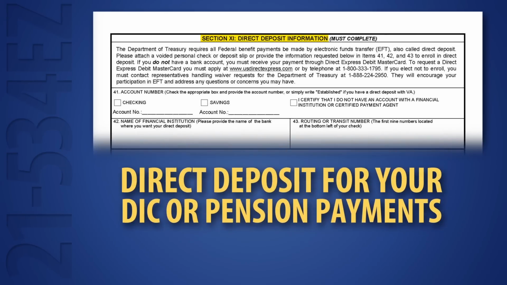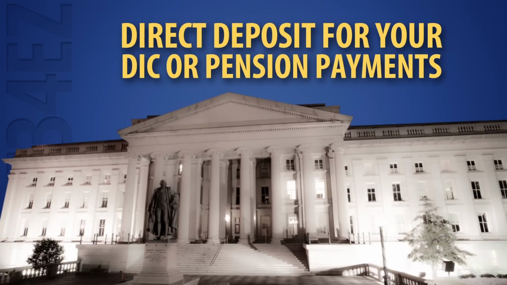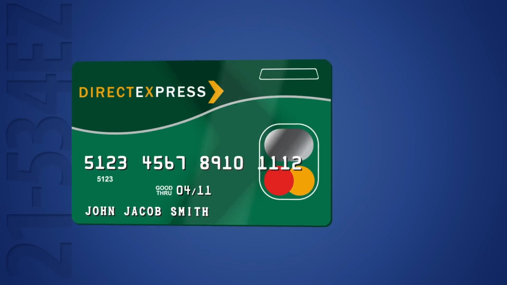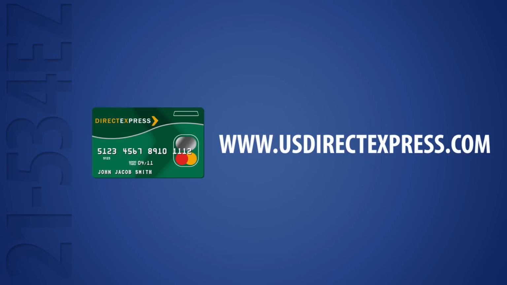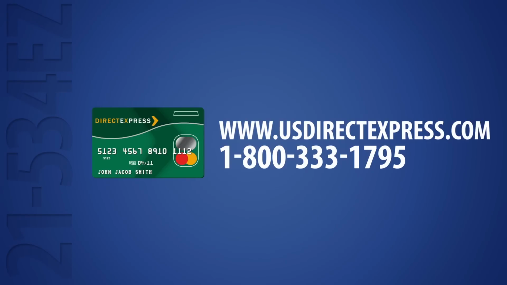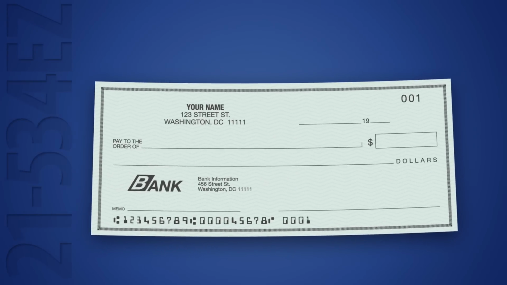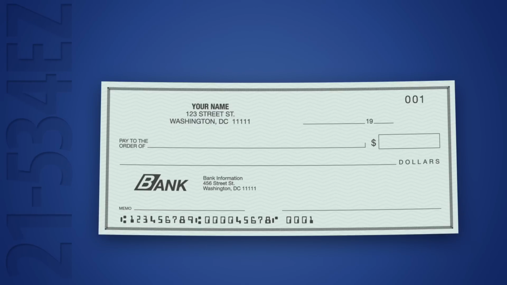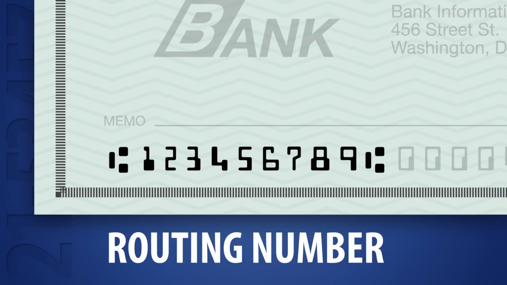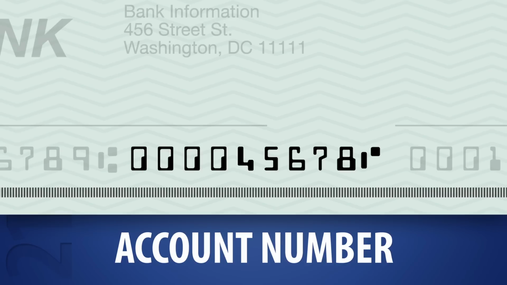On page 11, Section 11 covers the information for setting up a direct deposit for your DIC or pension payments. The Department of Treasury requires all federal benefit payments to be made in this manner. If you do not have a bank account, you must sign up for a Direct Express Debit MasterCard at www.usdirectexpress.com or by calling the toll-free number at 1-800-333-1795. To identify and locate the correct routing and account numbers on the bottom of your personal check, follow the example. The routing number is indicated by 9 digits surrounded by a line and a colon. The account number should be the middle number located on the check.